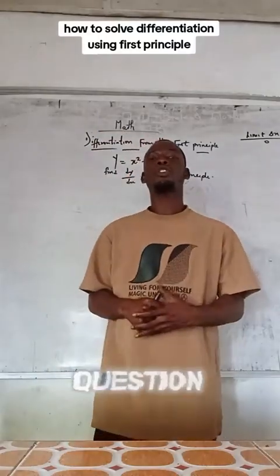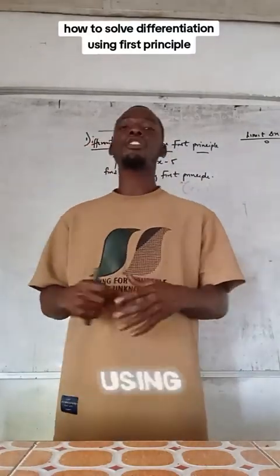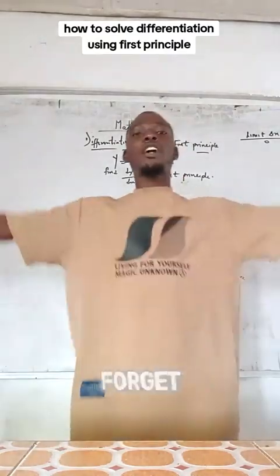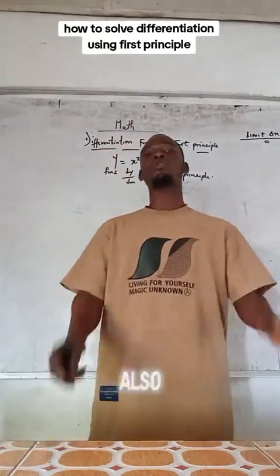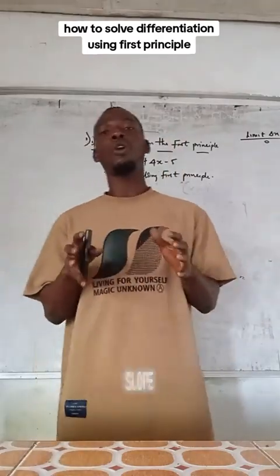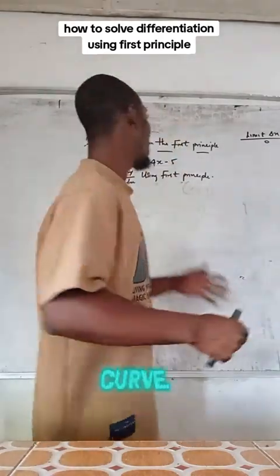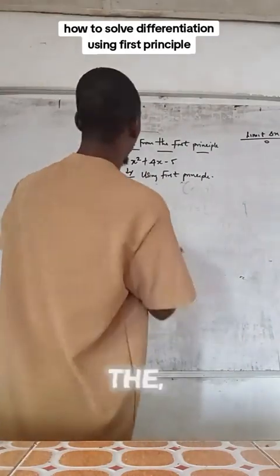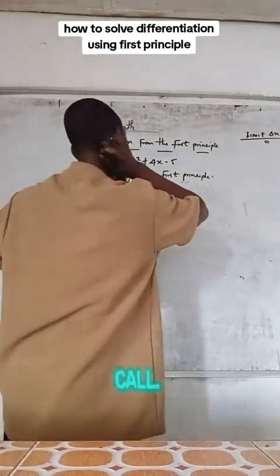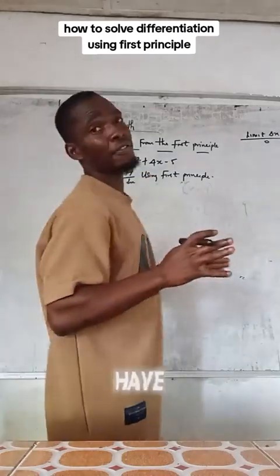This is another question on differentiation using the first principle. Don't forget that I told you in the previous video that we are finding the slope of a curve. Now, this is a complete curve. This is one of the simplest curves. One of the simplest curves we have is the quadratic function.